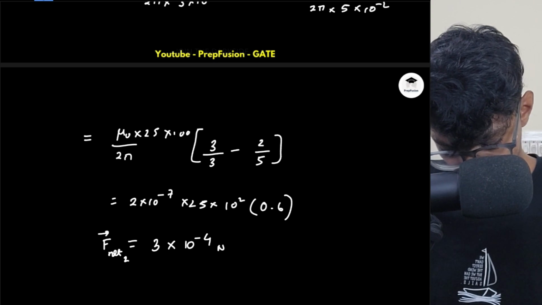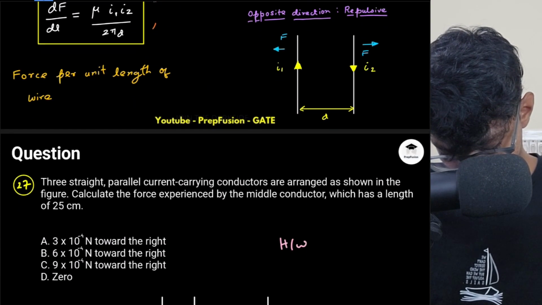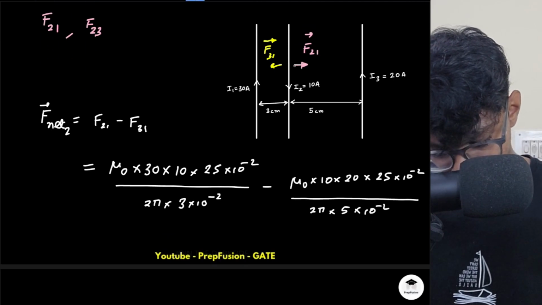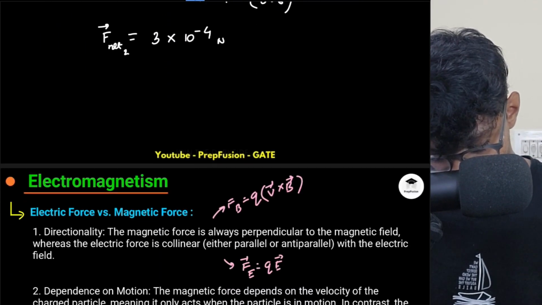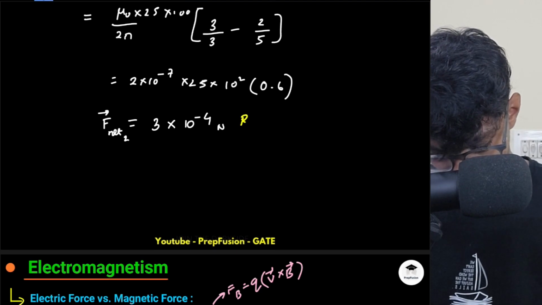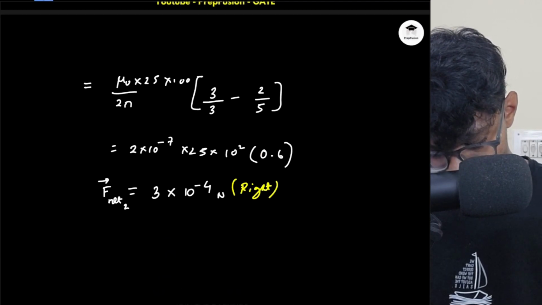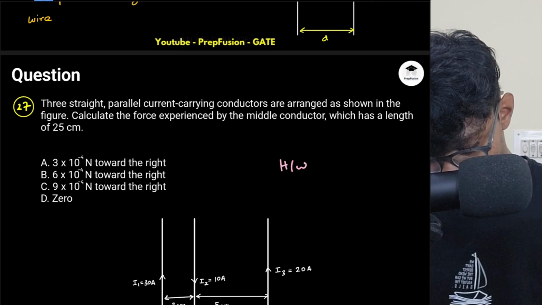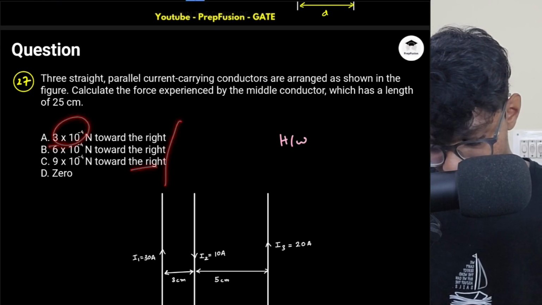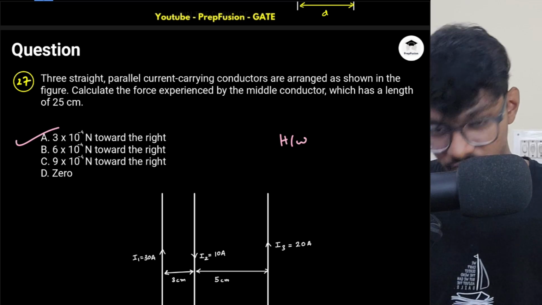Okay, so if I observe, in what direction will it be? It will be in this direction. This was my initial reference direction, right? And it is coming positive, so obviously it will be on the right hand side. So option A will be correct, because here it is telling me the magnitude is 3 into 10 raised to minus 4 and right. All the options are right only. So the direction will be on the right.